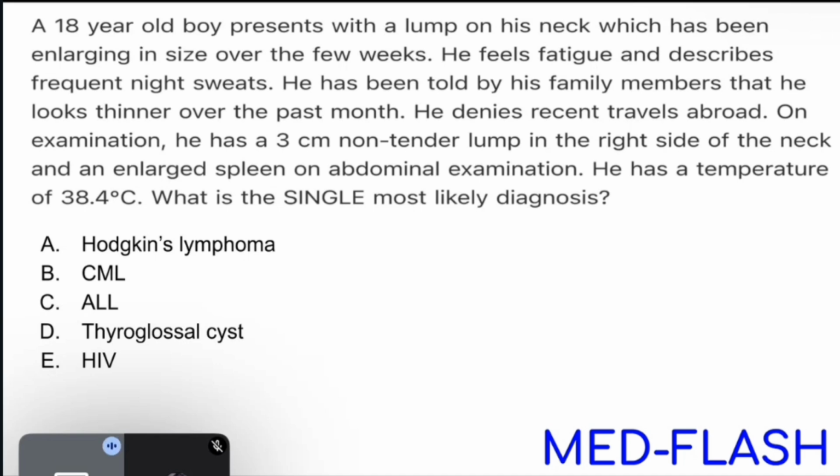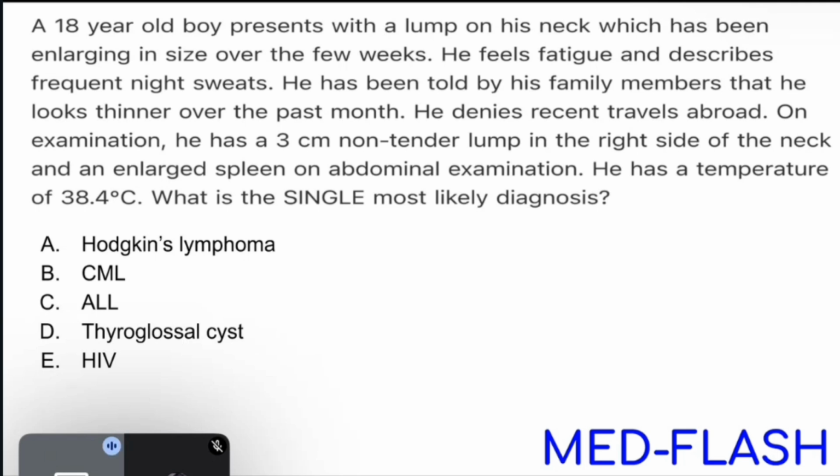But one thing that I told you guys is to rule out options in the question. So, age group is showing us that he is in that kind of an age group. He's towards a young adult age group. So, it can't be CML, it can't be a thyroglossal cyst, it can't be HIV, it can be ALL, or it can be Hodgkin's lymphoma. So, based on the age group, we have ruled out CML. So, it can't be CML. So, our two confusing options can be either ALL or Hodgkin's lymphoma.